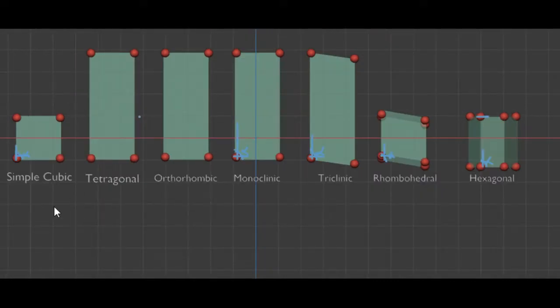And this is as if we are looking at it from the front. All sides are equal and all angles are of 90 degrees. So this is the structure of a simple cubic lattice.